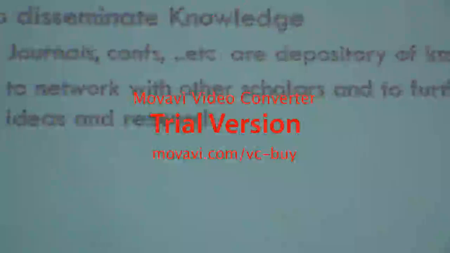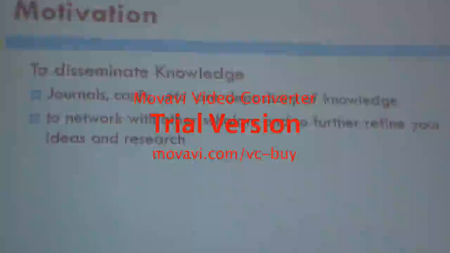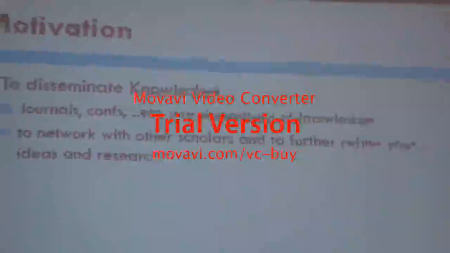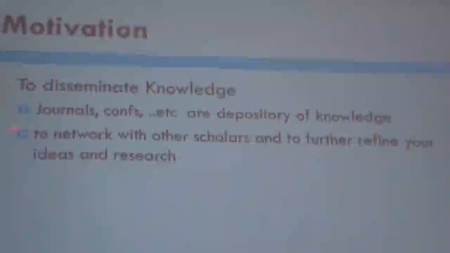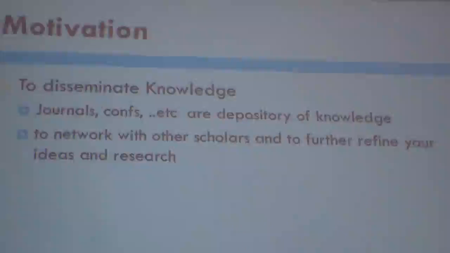First, motivation: why we need to publish. Why we need to write papers. The first and the most precious one, precious means has the highest value, is to disseminate knowledge. You have something new, you discovered something new, you want to tell people, this is what I found based on my research. I don't want to keep this for myself. I want to disseminate it for all of you.